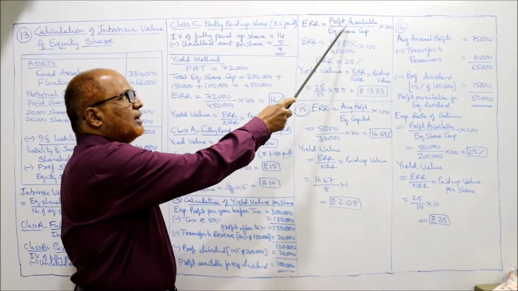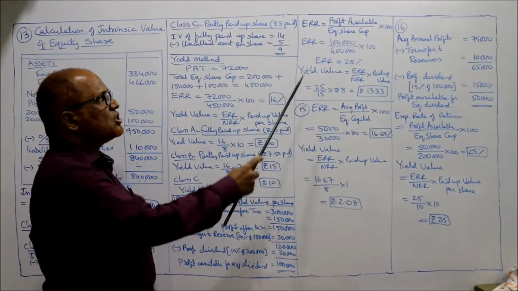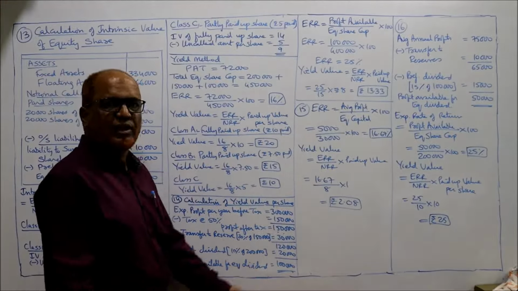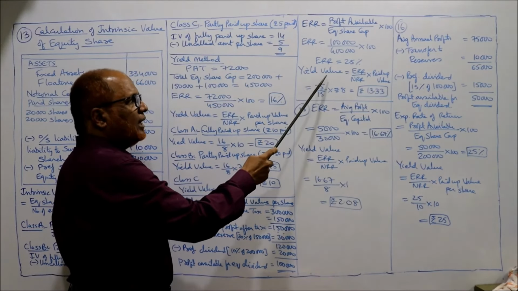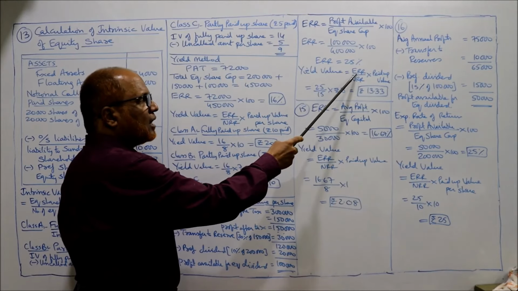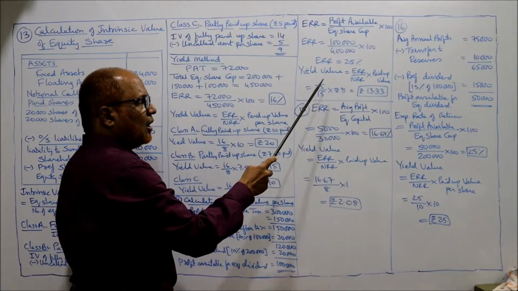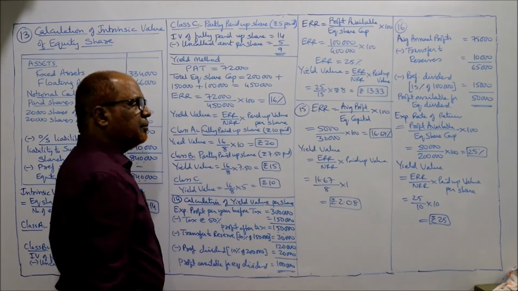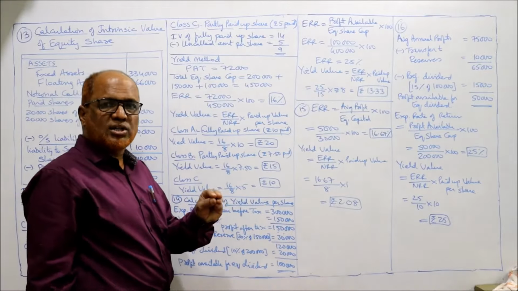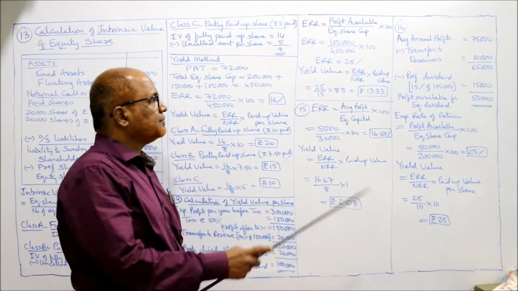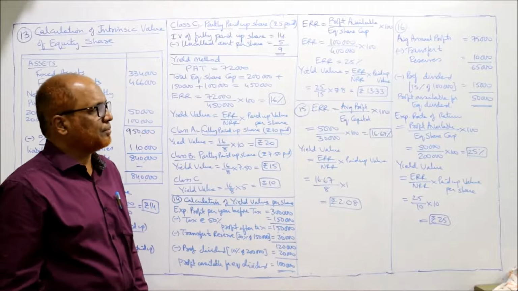ERR is equal to profit available divided by equity share capital. Profit available is 1 lakh and equity share capital is 4 lakh rupees. Just now we have read 100, 20%, so ERR is 25%. Now yield value is equal to ERR divided by NRR into paid up value. ERR is 25% and NRR given in the problem is 15%, and the paid up value per share is 8 rupees. It is a 10 rupee share, but the company has called up and paid up 8 rupees. So 13.33 is the yield value per share.